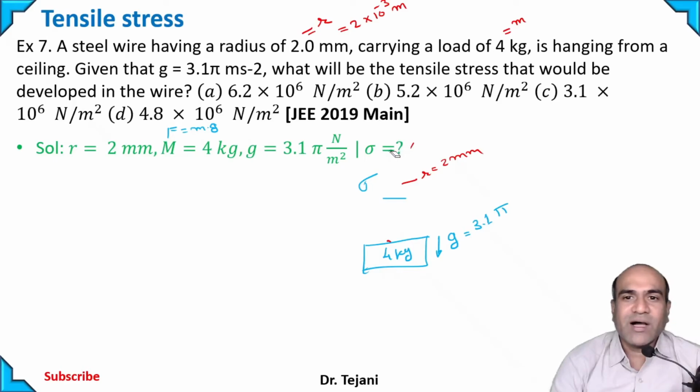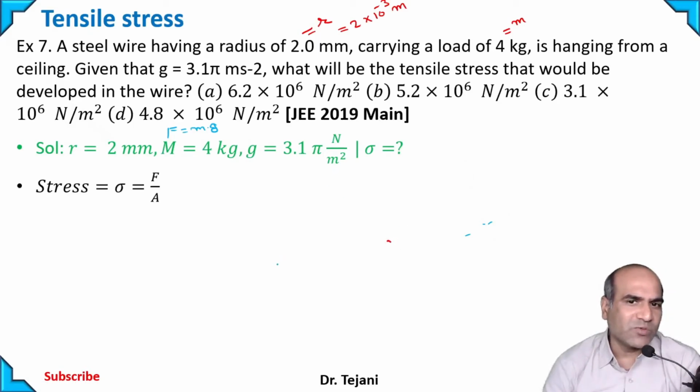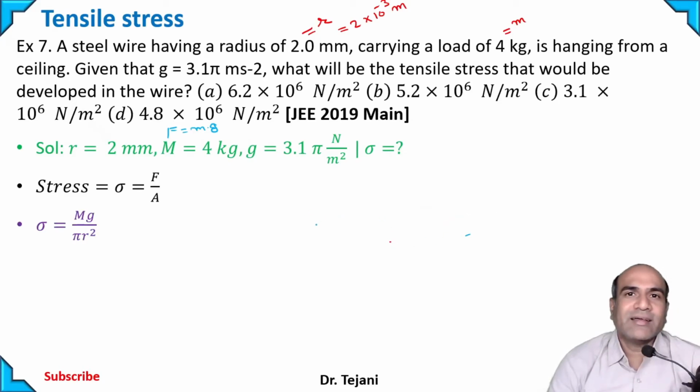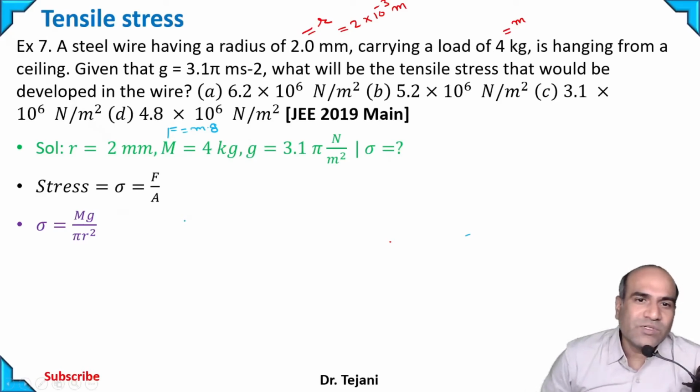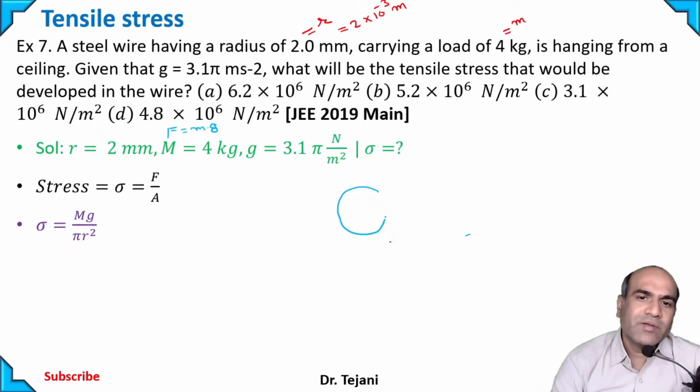And what is sigma? We need to identify sigma. Do we have an equation for sigma? Yes, stress is equal to force by area. Is force given? Mass multiplied by gravitational acceleration gives us force. And what is area? Here, the radius is given. Here it is a steel wire, and the wire has a round shape. If the radius is given, that means it is round shape.